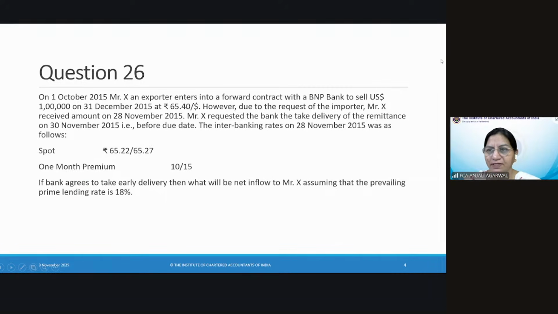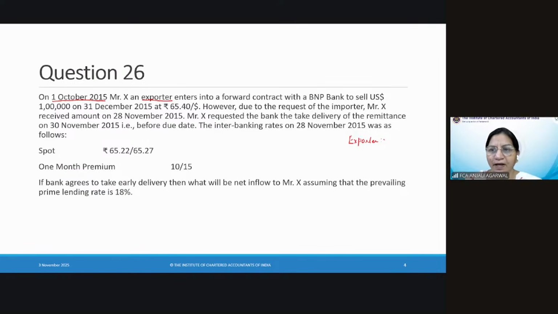We have done this question, so let's do a quick revision of this one question here. On 1st October 2015, Mr. X, an exporter. Once again, I'm repeating that you have to be very careful when you are doing a cancellation or an extension or an early delivery. You have to be careful whether the person is an exporter or an importer. It is up to you whether you think from the perspective of a bank or from the customer. Whatever you are comfortable with, you can do that.